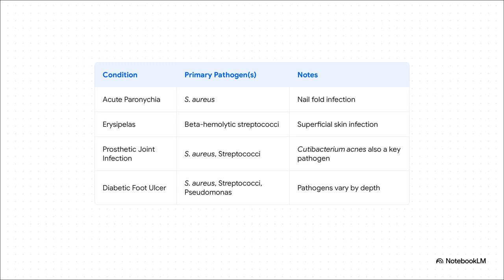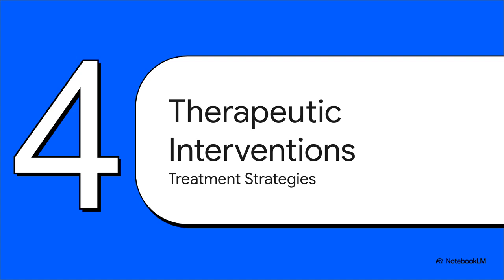But I want to point out one that's super important, especially for those prosthetic joints, Cutibacterium acnes. It's a tricky one. It grows slowly, so it can be missed, but it can absolutely be the culprit behind a stubborn, chronic infection.